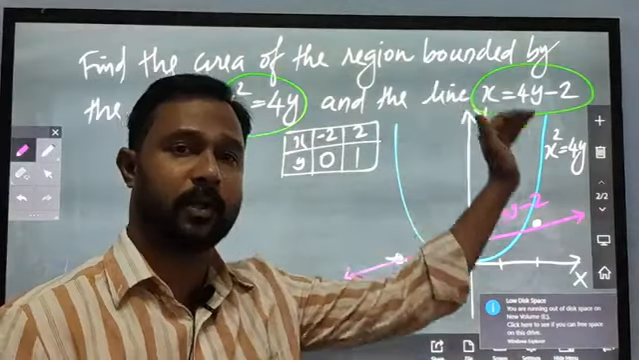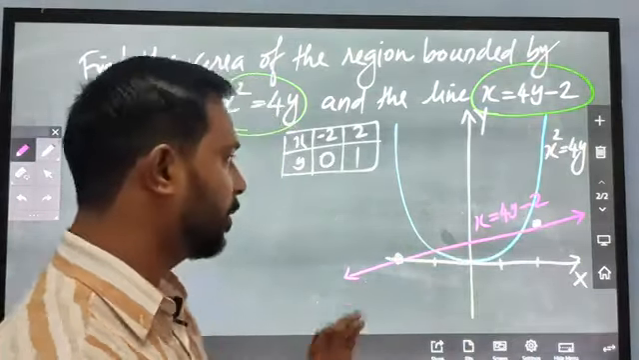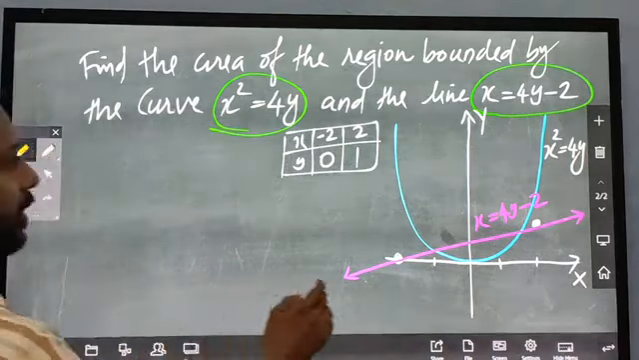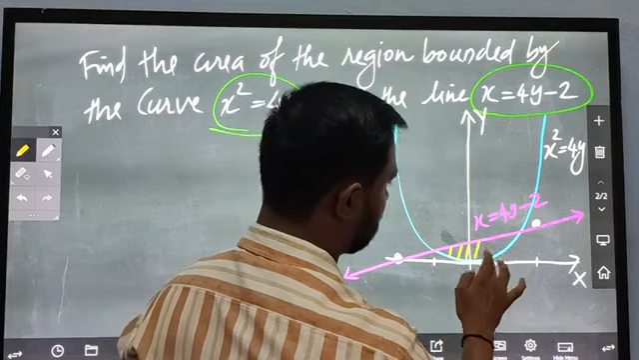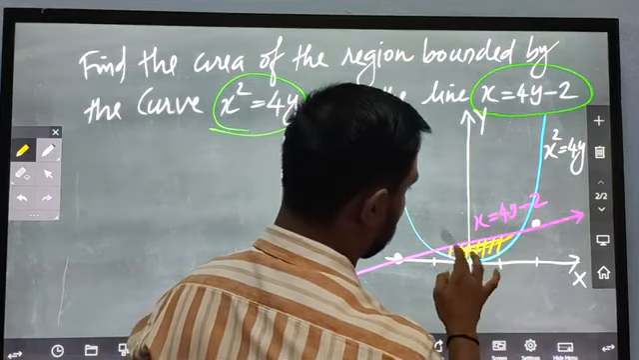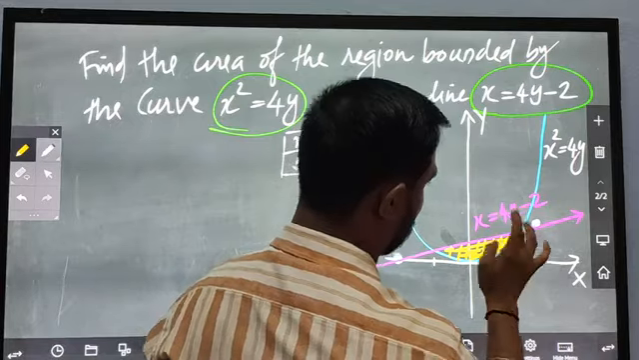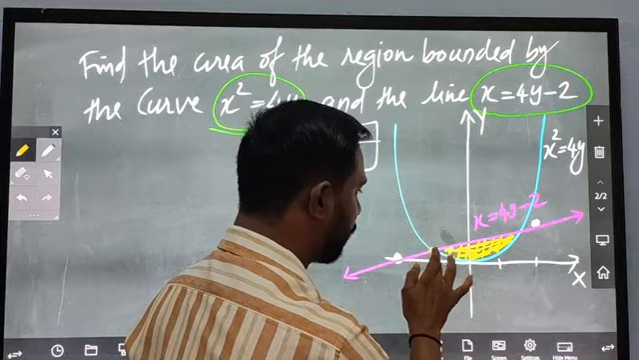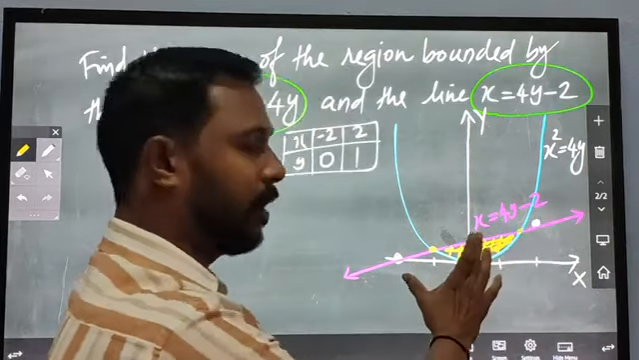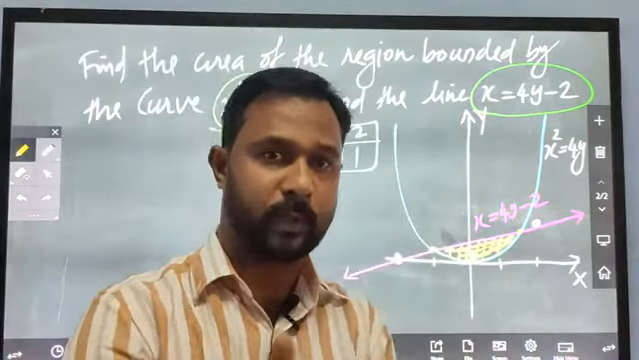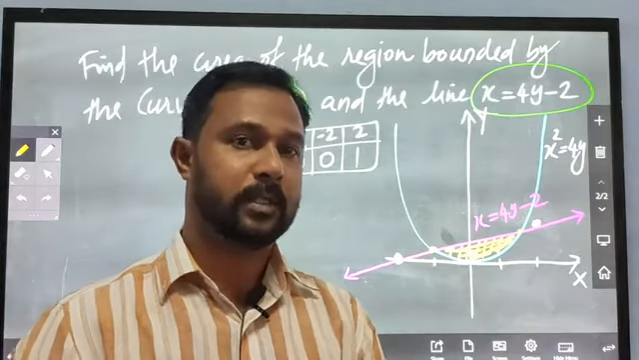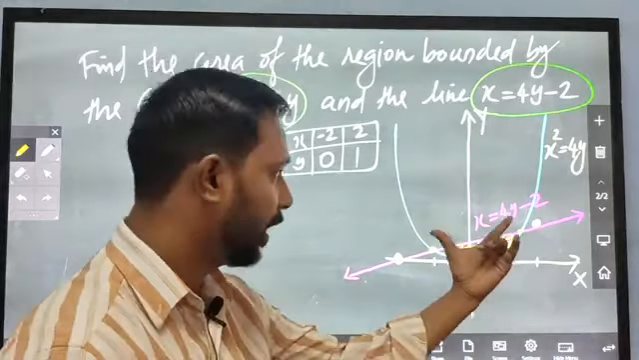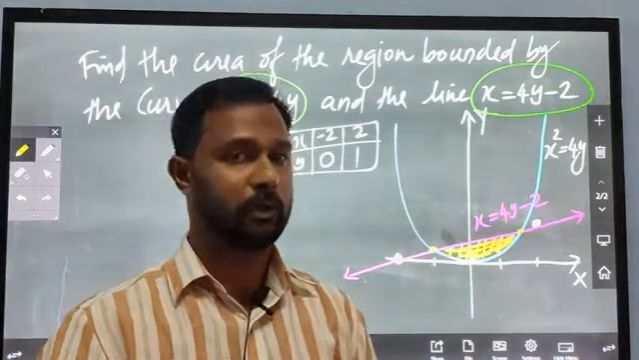What is the area? We need to find the area bounded by these 2 curves. Let us shade the portion. Here is our area. This is what we need to find out. Now, you see this point and this point, they are the points of intersection of the parabola with the straight line. So, to restrict this area, we need to find these 2 points of intersection.